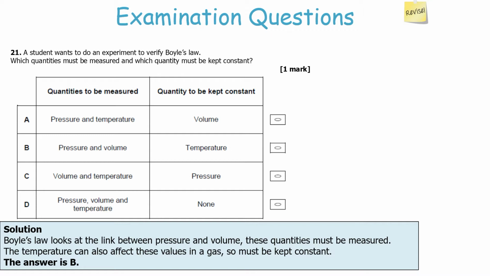But there are always 3 quantities that can affect an outcome in an ideal gas: pressure, volume, and temperature. So if we don't want to consider temperature, we want it to be isothermal, we need to keep temperature constant to ensure valid results. So the answer is B.